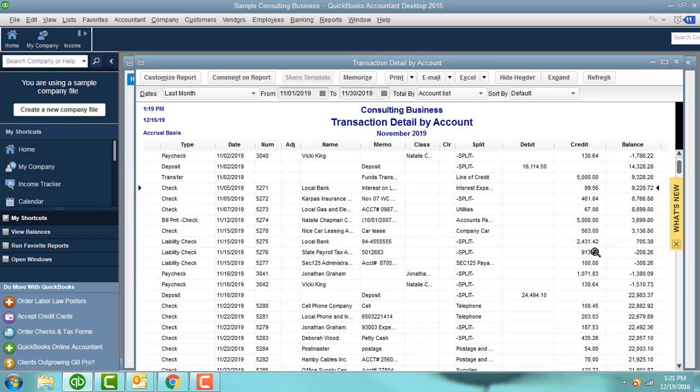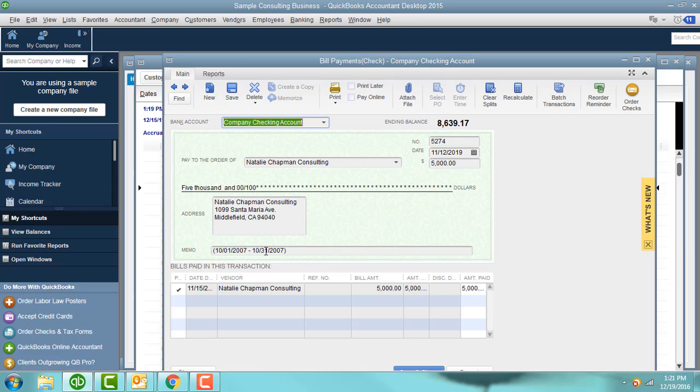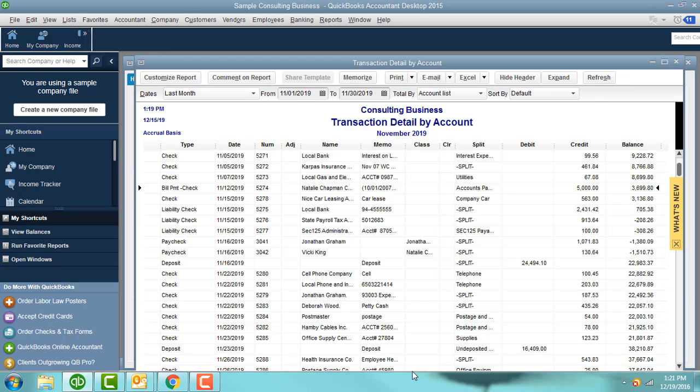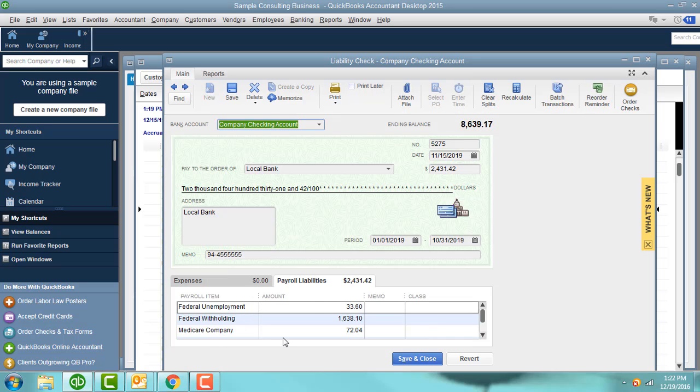Here's your interest expense for your line of credit. Looks like you got some insurance. You got some utilities. You've got this Natalie Chapman for $5,000. It's coming out of accounts payable, so let's take a look at that. Looks like it's Natalie Chapman Consulting, one of your vendors, probably an independent contractor. Your car lease, your local bank. Let's click on that, and you can see this is a payroll tax deposit.